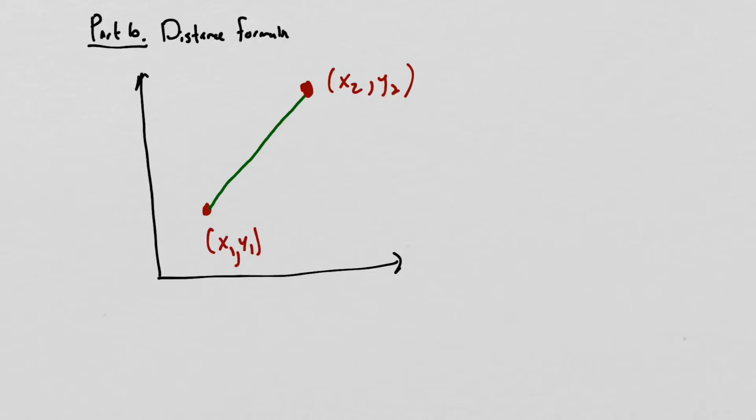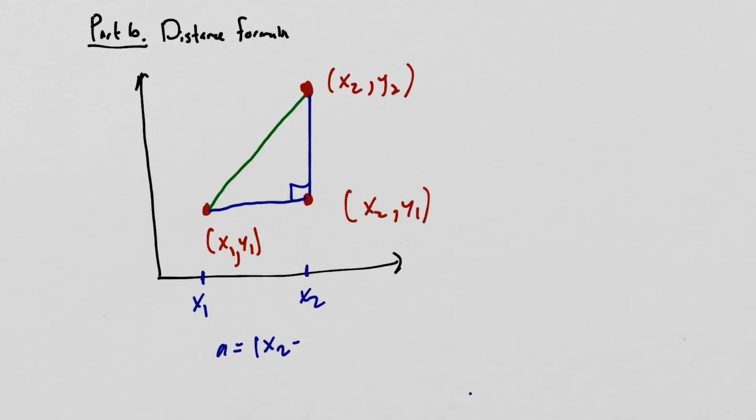From this situation, we can form a right triangle by adding in this point here, which we're going to call the third point, but it's going to have coordinates x2, y1. Now, connecting everything with straight lines, we obtain a right triangle. Let's call the distance between the point x1 and x2 a. And we're going to call the distance between the point y2 and y1 b.